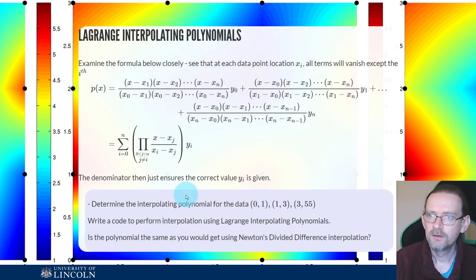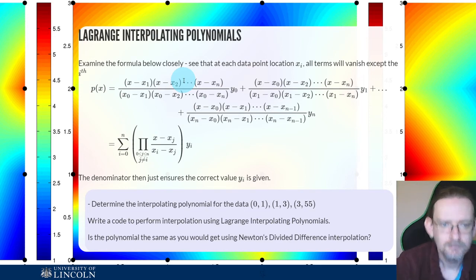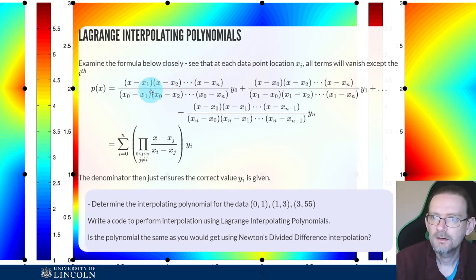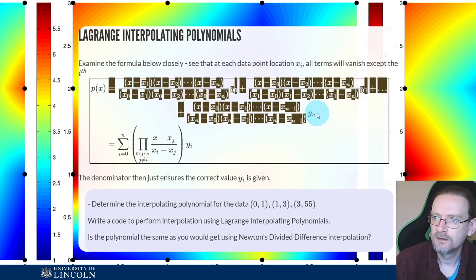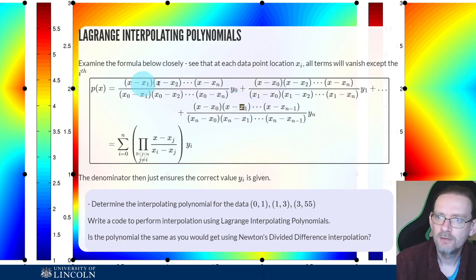So here's the formula for it. What I suggest you do is you have a careful look at this formula and figure out how it works. But essentially it's a clever way of doing it. So what we do is we write out the series of points that we want our polynomial to go through. So we want it to go through y0 and at y1 and at yn.